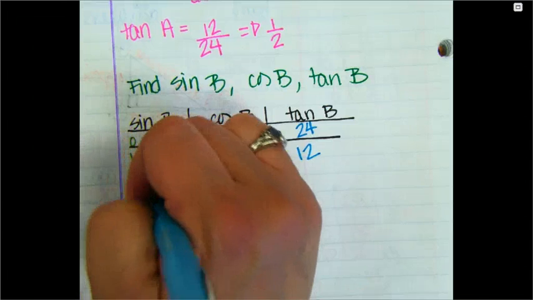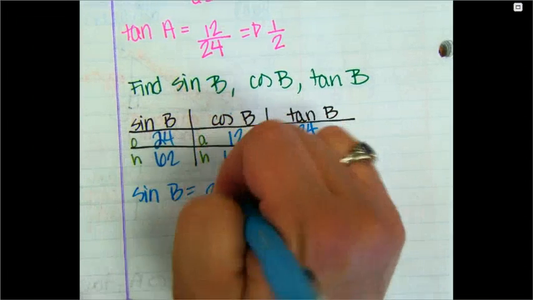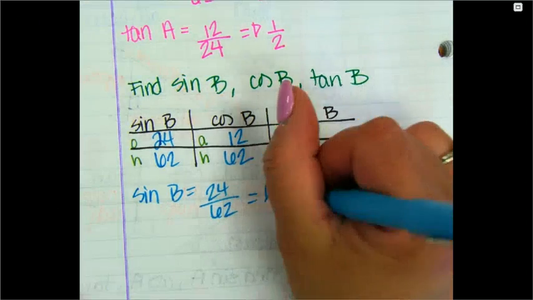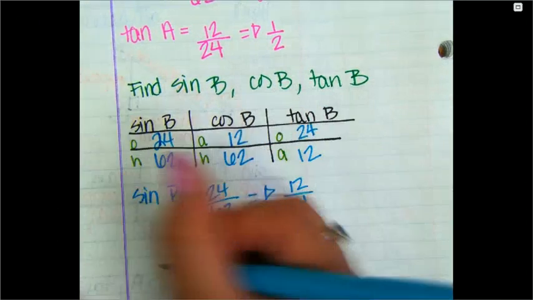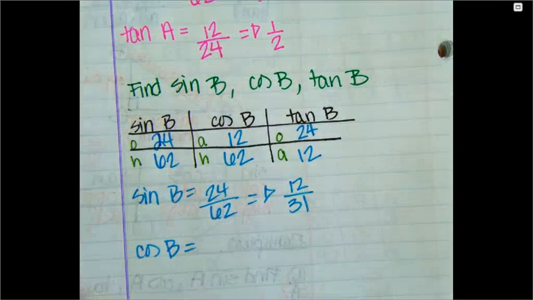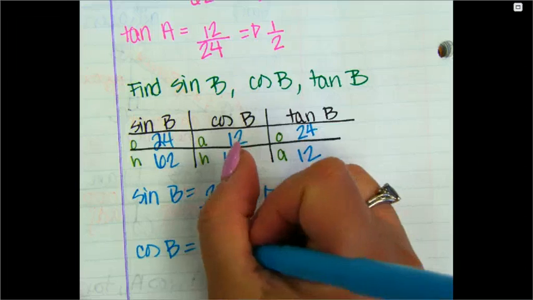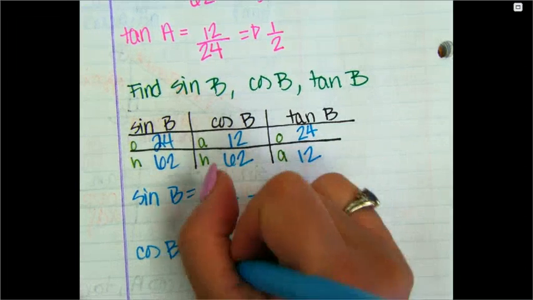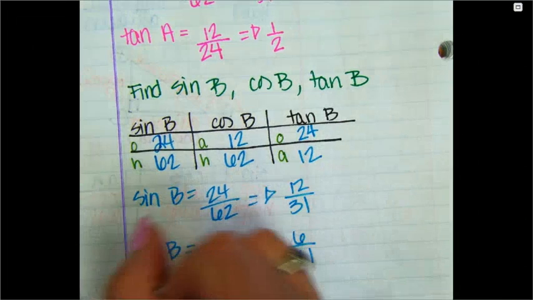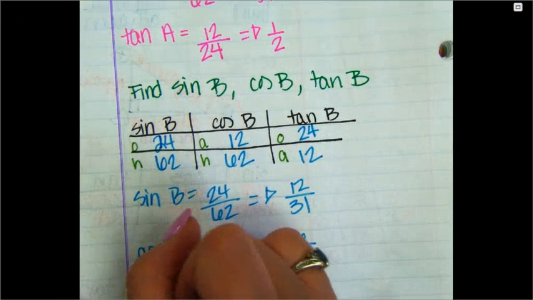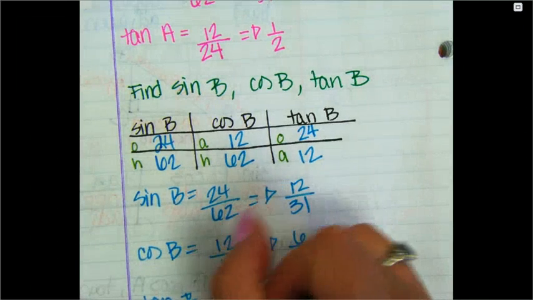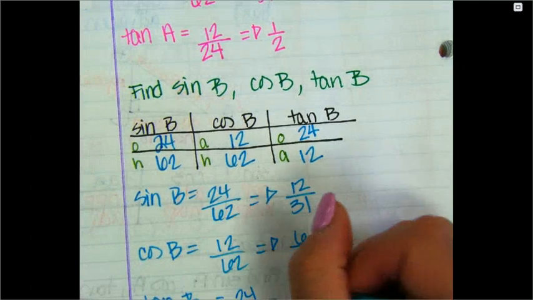So sine of angle B equals 24 over 62, which is reducing to 12 over 31. Cosine of angle B is equal to 12 over 62, which reduces to 6 over 31. And tangent of angle B is equal to 24 over 12, which reduces to 2 over 1.